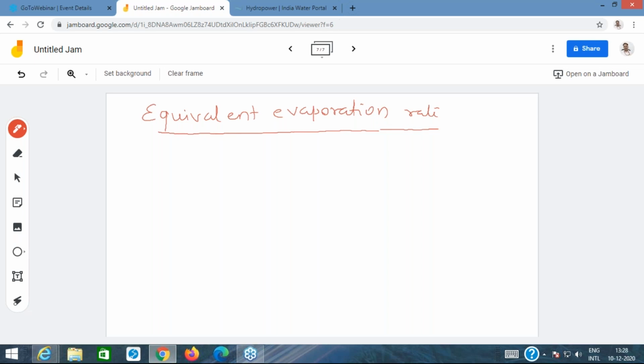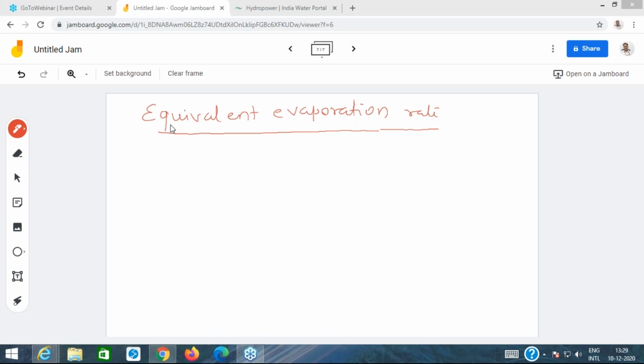What should be the unit of this according to you? Just think over it. I have written equivalent evaporation rate or equivalent evaporation. Look at the words which I have written and tell me what could be the unit of this. I'm going to discuss this concept, but I want you to figure out the unit of this term. Nobody knows?